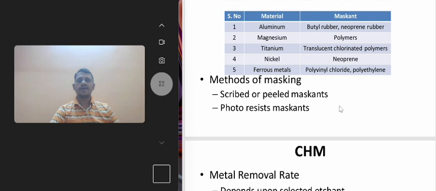The second method of masking is photoresist masking. It is an excellent method of masking, especially for complex works. This method is used for thin sections and components requiring close dimensional tolerance.